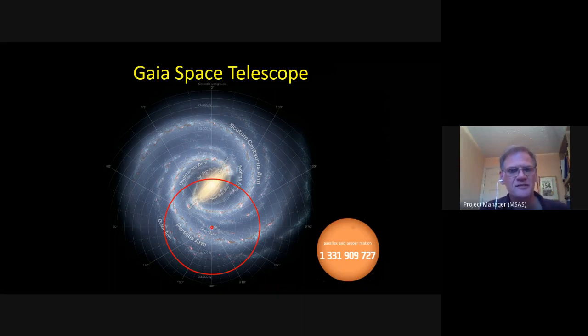Now, I've drawn this kind of crude circle to indicate the distance that it can measure those angles at. But that circle is not very accurate, really, because the distance depends on which direction it's looking, so it can't really see all the way to the centre of the galaxy. It's easier to see in some directions than others. But nevertheless, 1.3 billion stars we now know the exact distance to by the parallax method that was developed by Bessel.